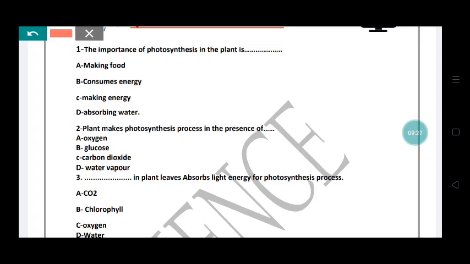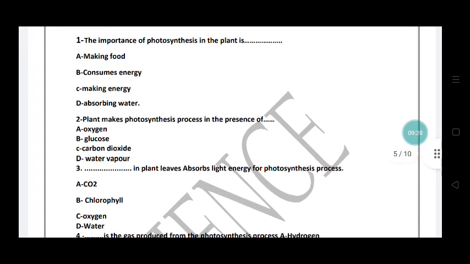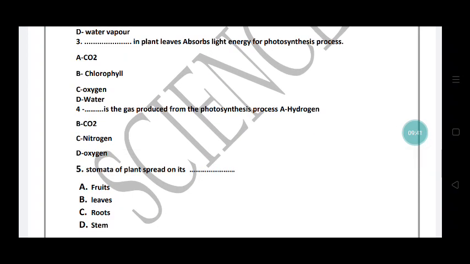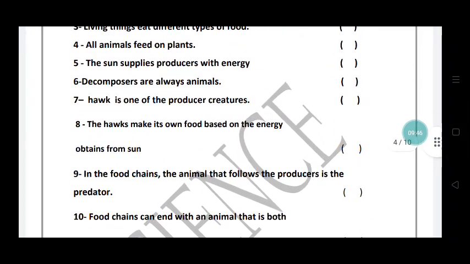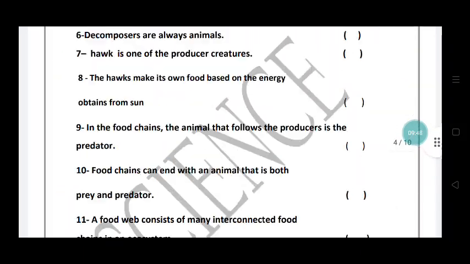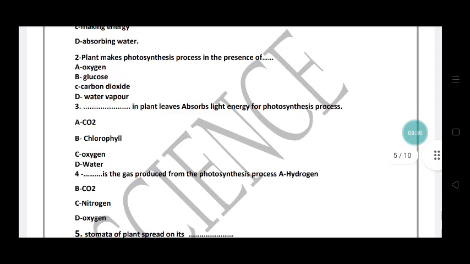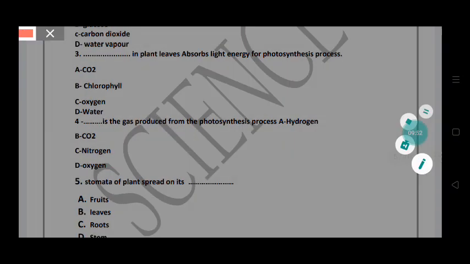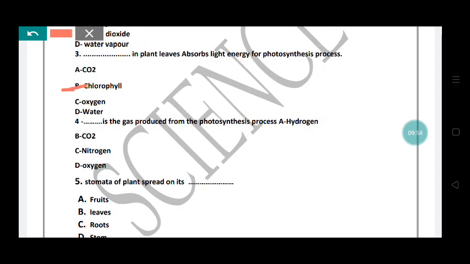Okay. The importance of photosynthesis in the plant is making food. The plant carries out the photosynthesis process in the presence of carbon dioxide. Okay. Plant leaves absorb light energy: chlorophyll, yeah.